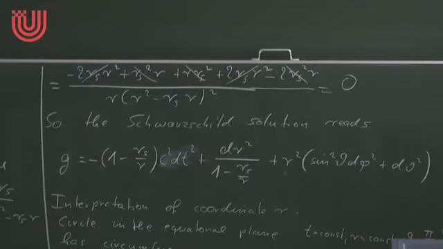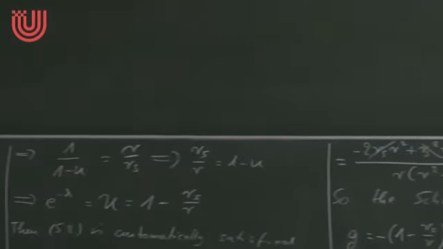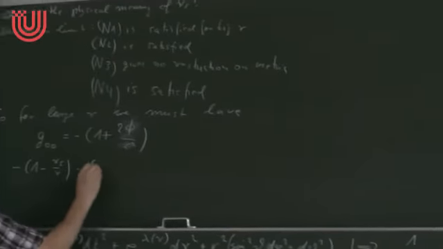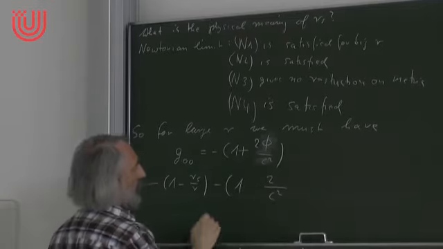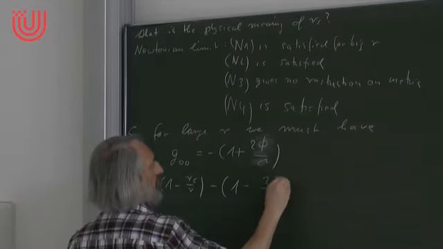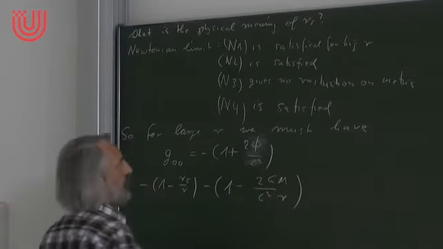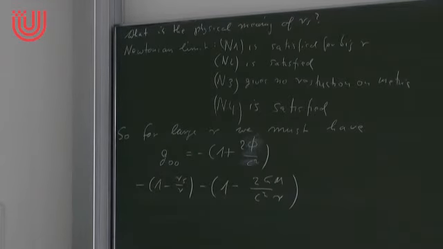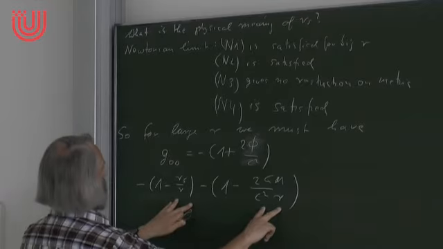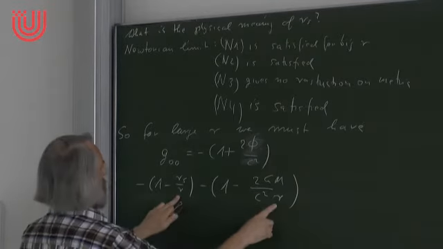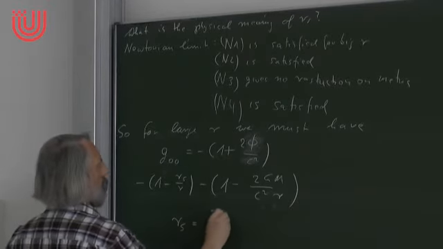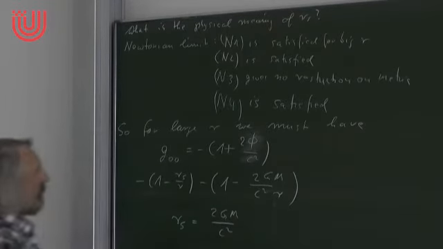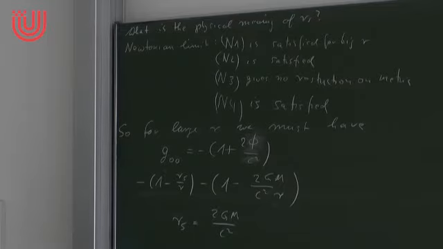So this is minus 1 minus Rs over R. And what was the Newtonian potential? So I have here 2 over c squared, and the Newtonian potential was minus Gm over R. Okay? And now we read what the Rs is. So these two terms must be the same. So I have an R here, I have an R here, so the Rs must be just this here. So the Rs must be 2Gm over c squared. That's what it is. So it is given by the m, right?